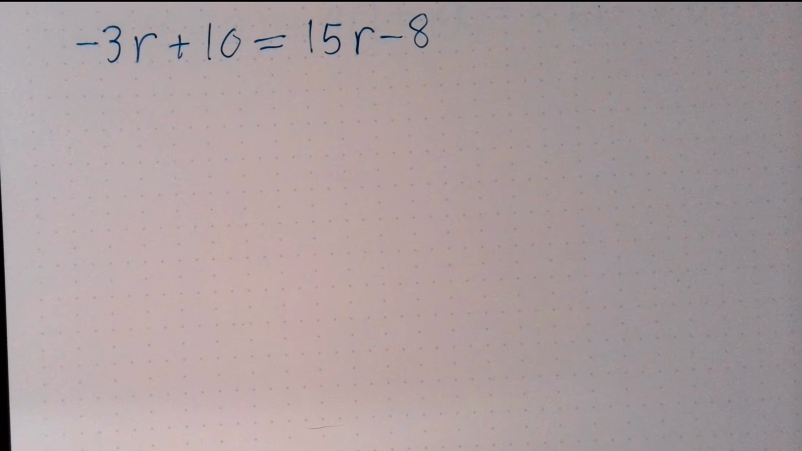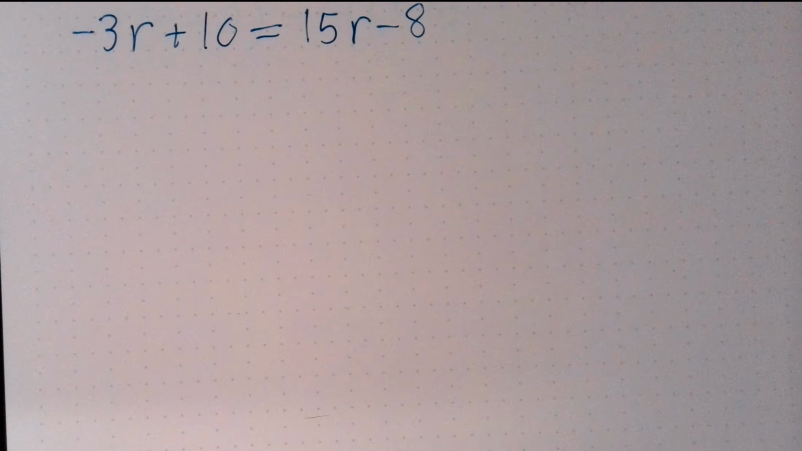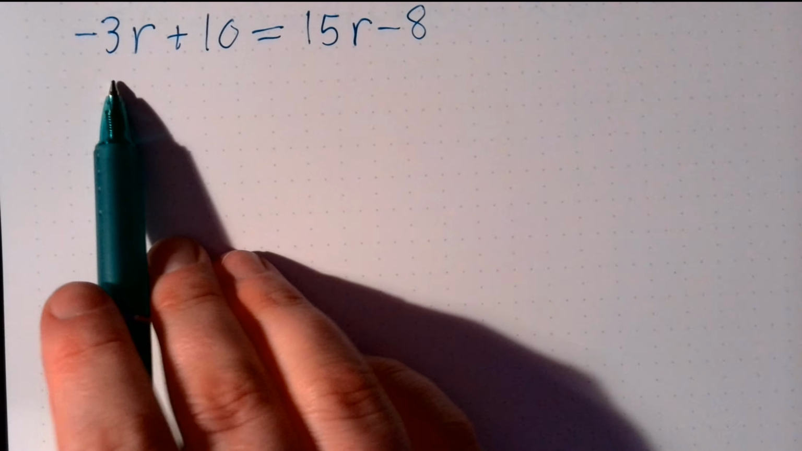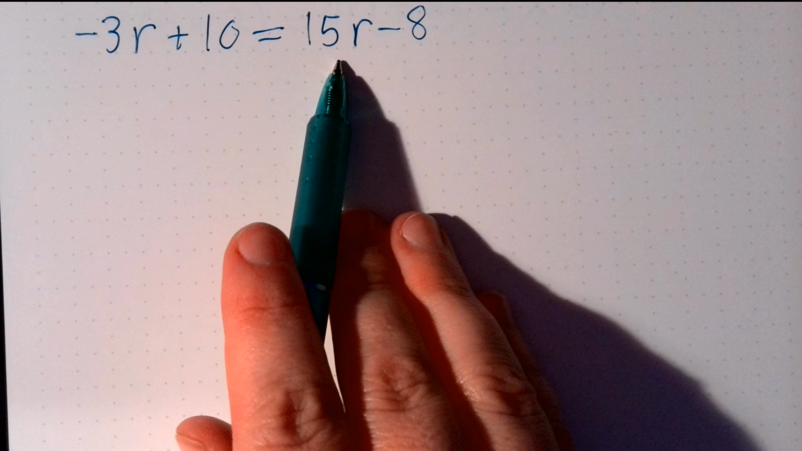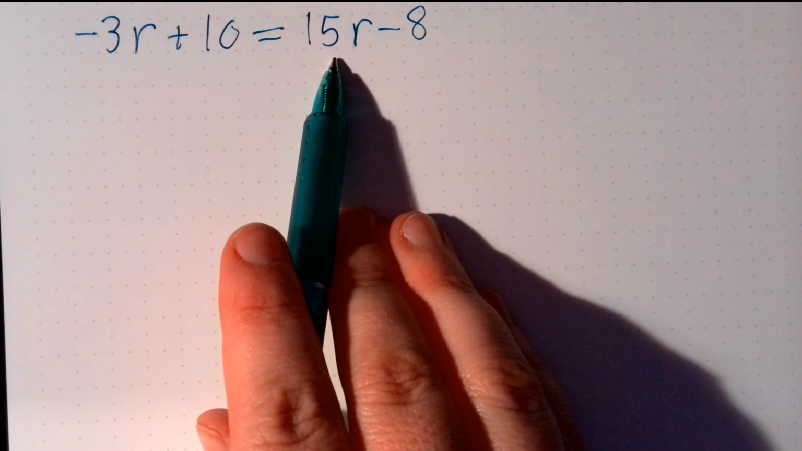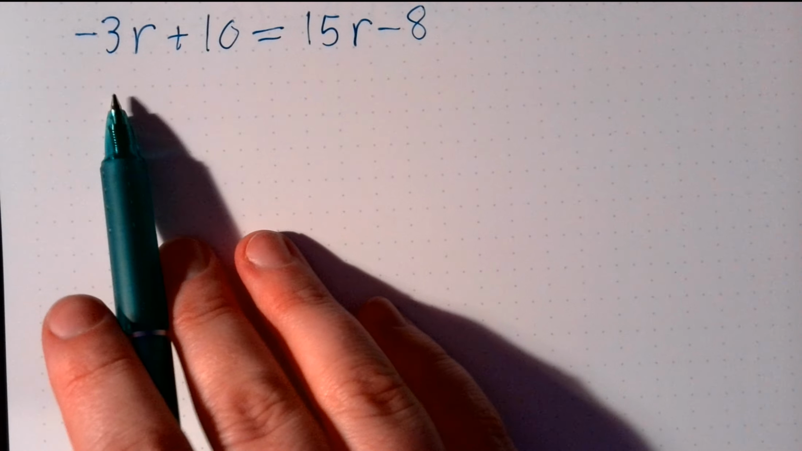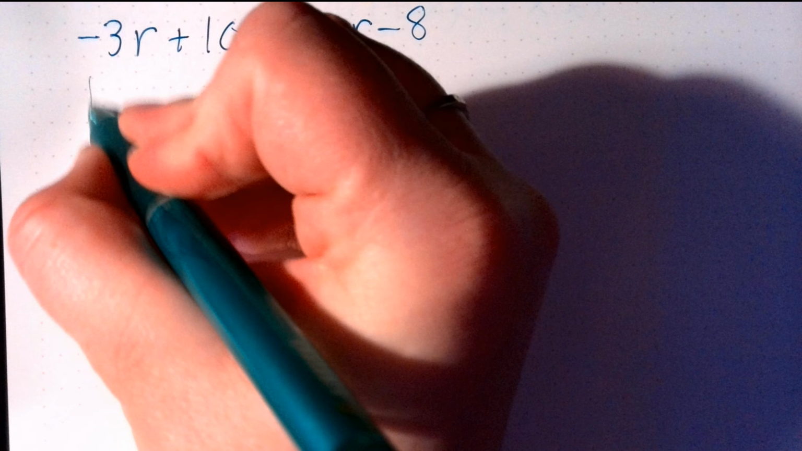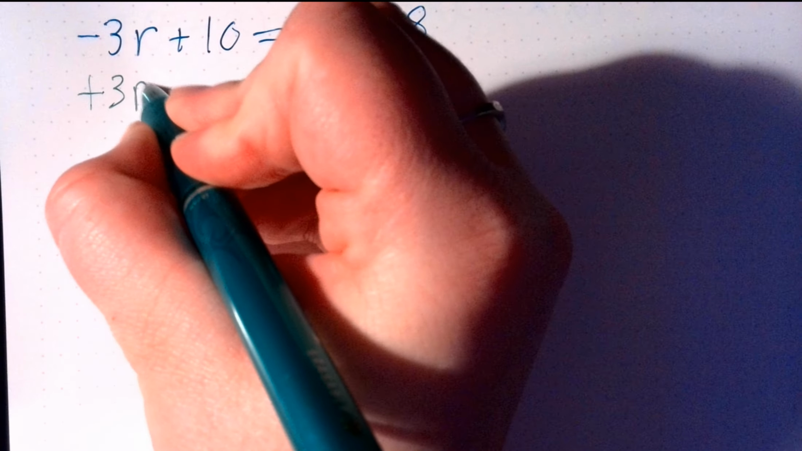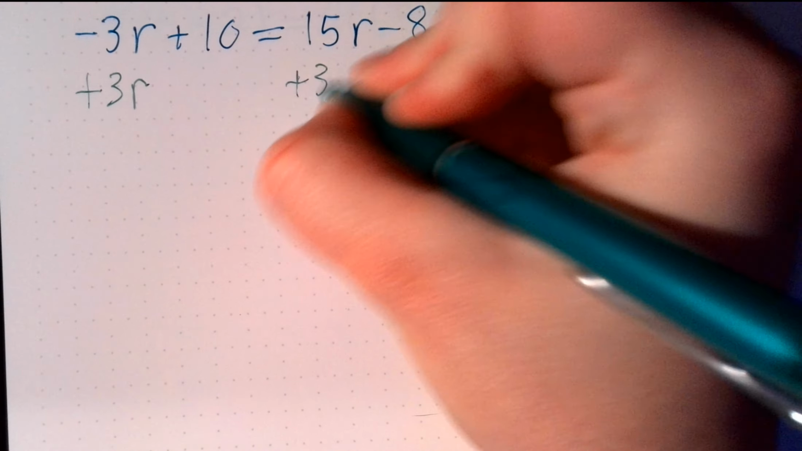So looking at this one. Okay. What variable would I move first? The negative 3r or the 15r. Okay, remember I can move either one, it doesn't matter. In this case, I'm going to move the 3r because it's negative, so all I have to do is make it positive to move it to the other side.